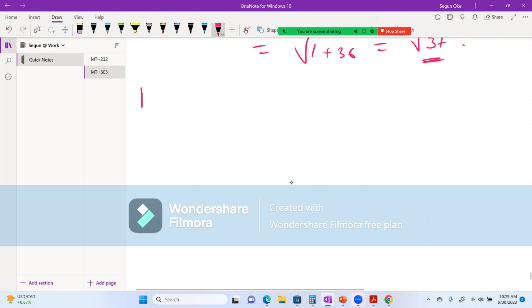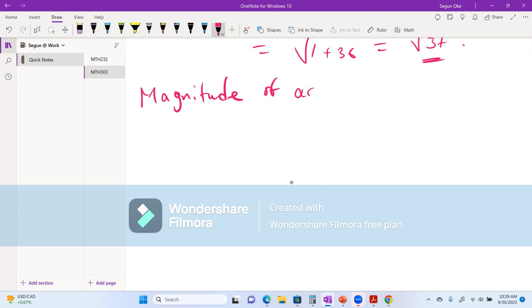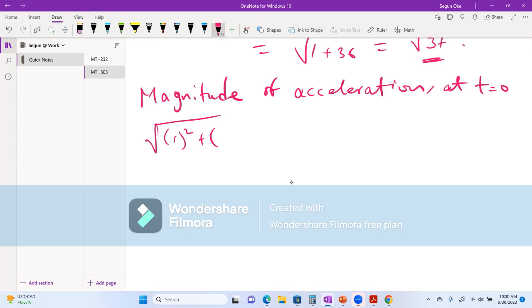So the magnitude of acceleration at t equals 0 will be what? Square root of 1 squared minus 18 squared. What do you have?